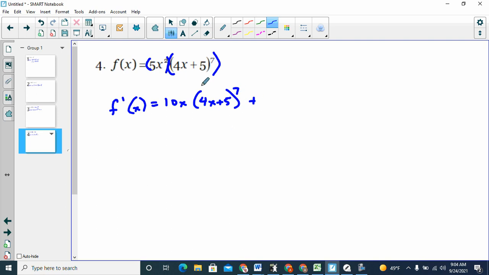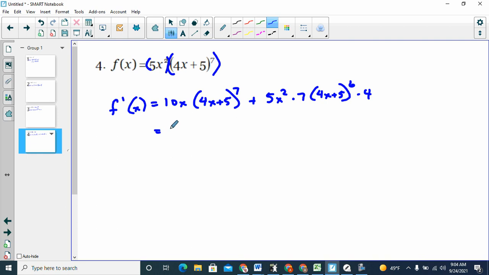plus the derivative of the second term times the first. So the first term is 5x squared times the derivative of the second term. Now to get the derivative of the second term, that is where we are using the chain rule. So 7 out front, subtract 1 from the exponent. Chain rule says times the derivative of the inside.